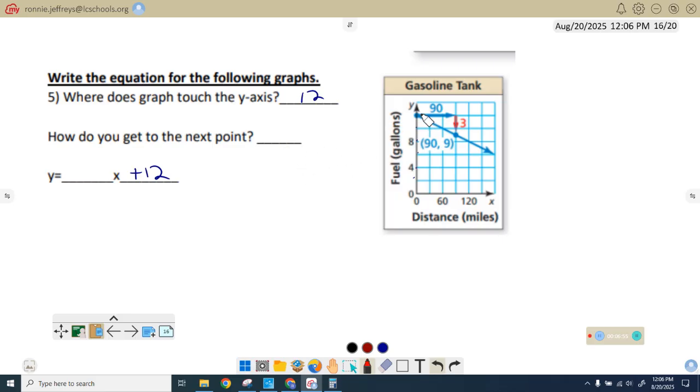All right. How do we get from this point to the next point? Okay. So it looks like we went over 90, and down 3. So this would, now this will reduce to negative 1 over 30. Yeah, 30. It's a little crappy, but it's 30. Sometimes it's clean, sometimes it's 30.